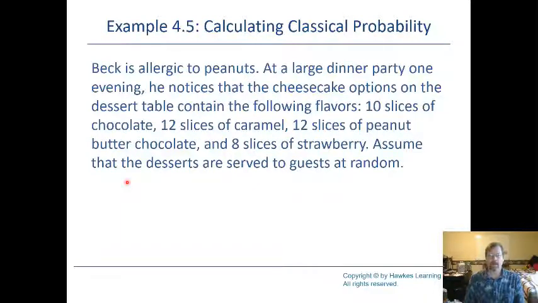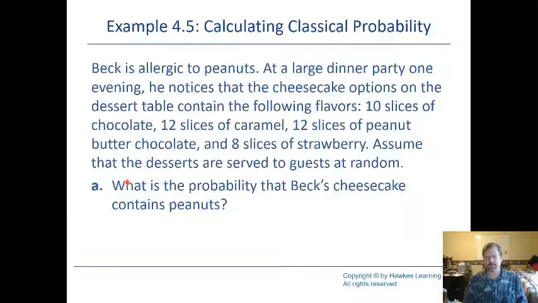All right. So we have a guy who's allergic to peanuts, and he goes to a party, and he notices that there are 42 slices of cheesecake, 12 of which have peanut butter. Now, assuming these are distributed at random, what is the probability that his cheesecake contains peanuts?